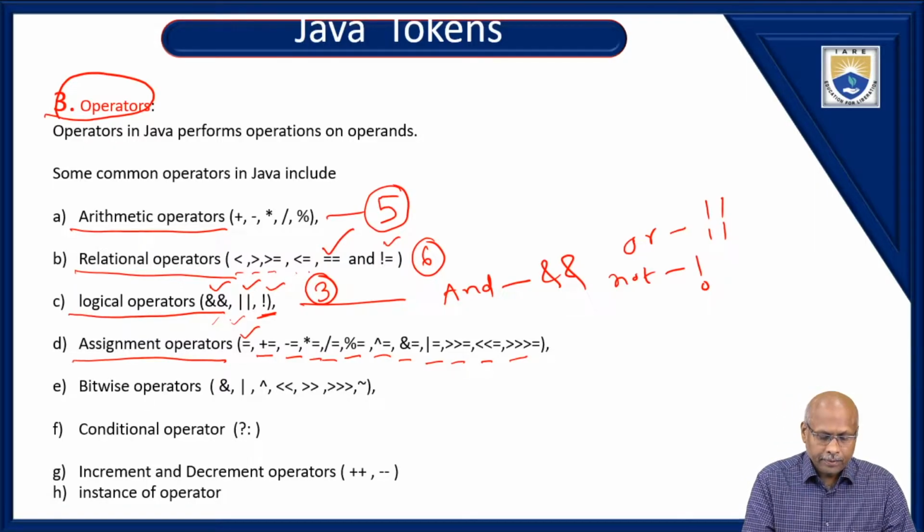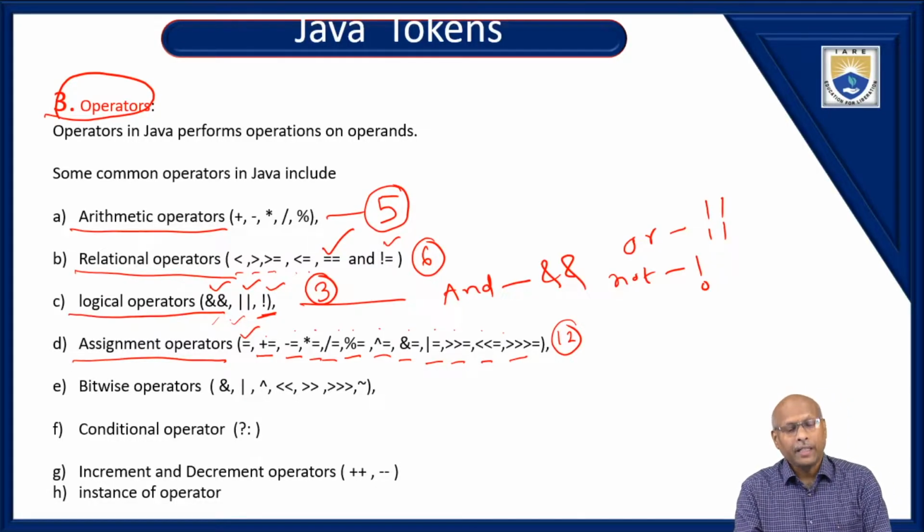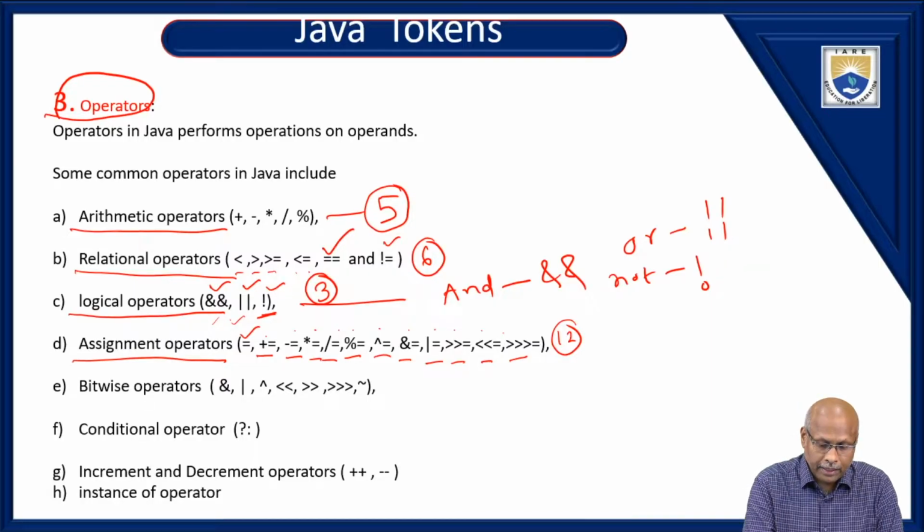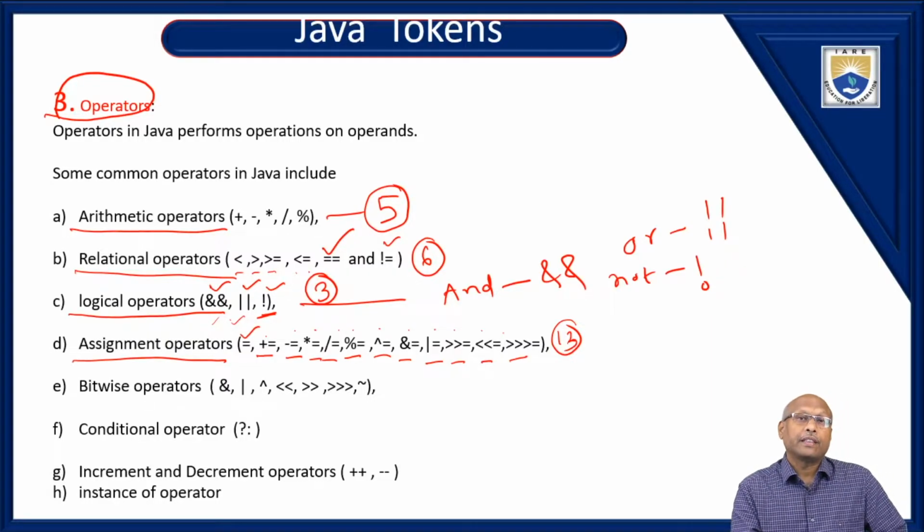So here, how many are there? 1, 2, 3, 4, 5, 6, 7, 8, 9, 10, 11, 12. 12 are there. So we'll find 12 plus 1, 13. There are 13 different types of assignment operators.